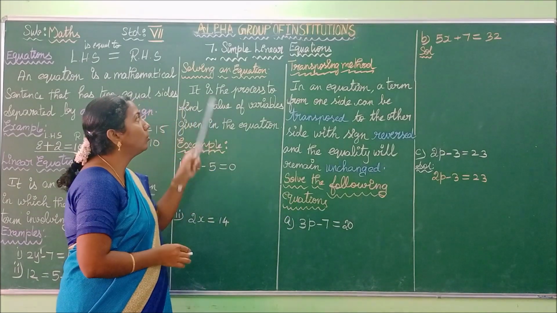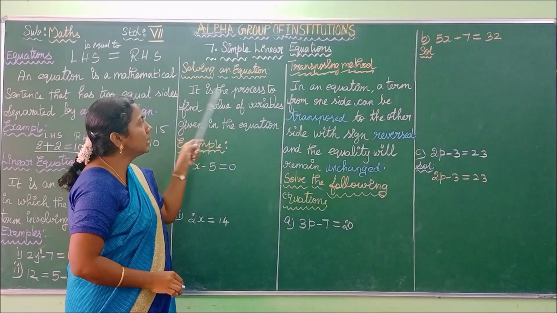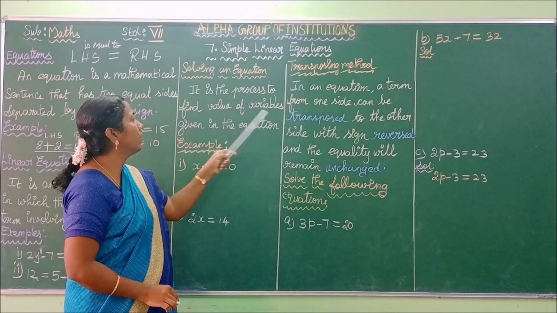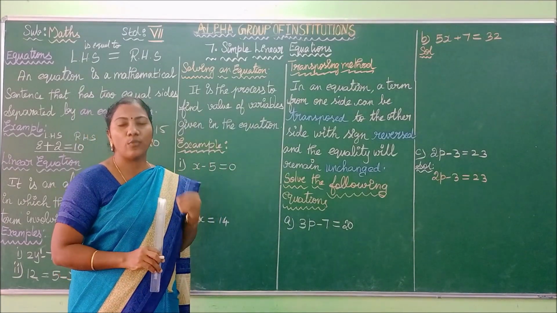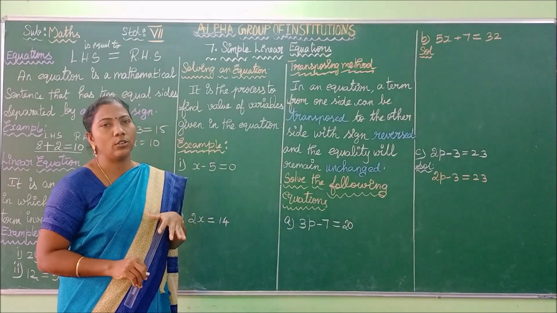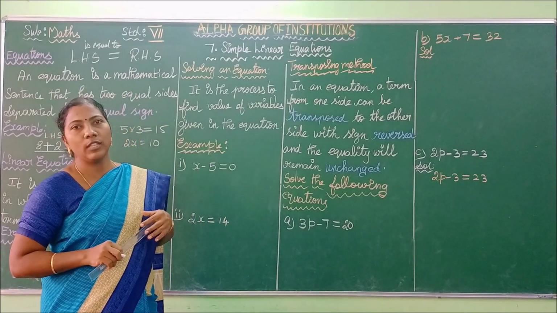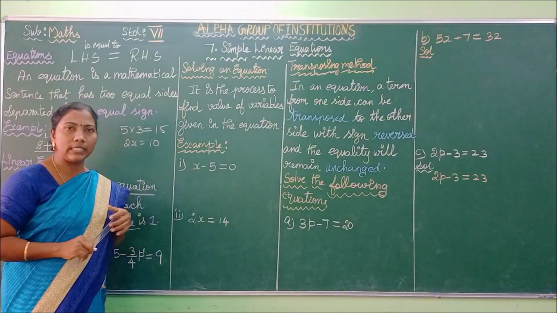What are we going to do with solving the equation? Solving the equation means it is the process to find the value of the variables given in the equation. That is, we are going to find the value of the variable given in the equation. Okay, how can we find the value of the given variable in the equation? Let us see. First, see this example, children.